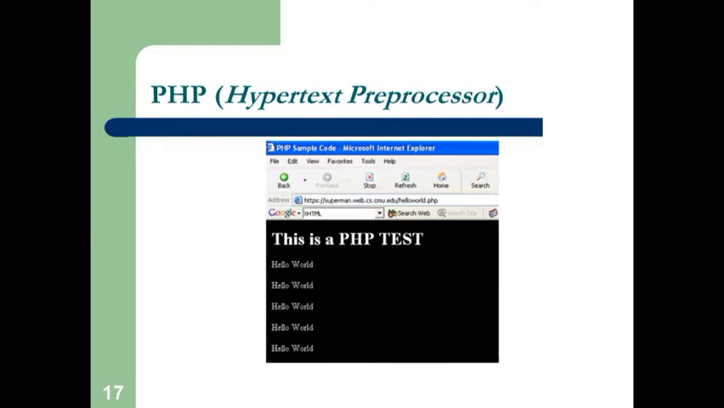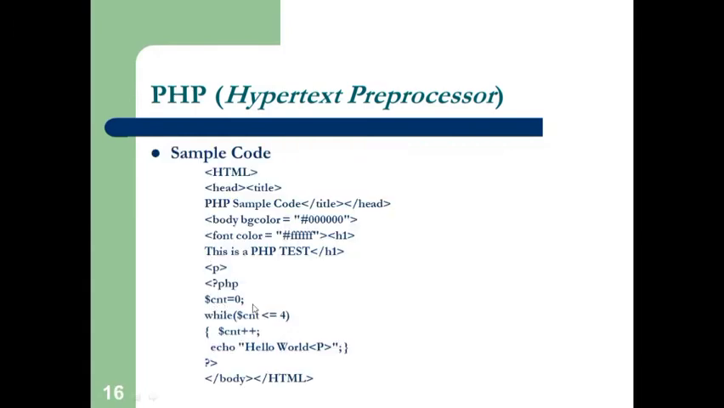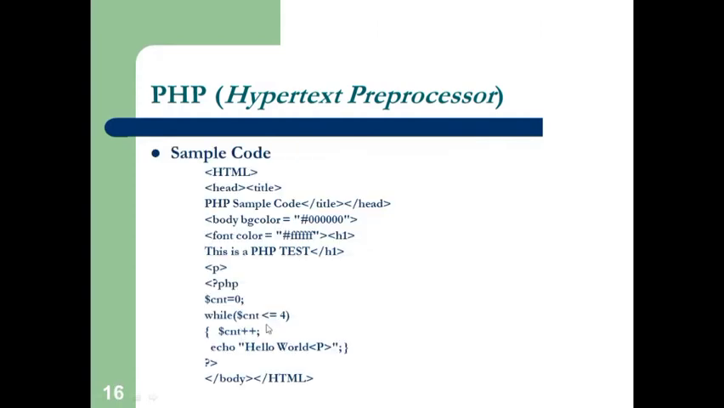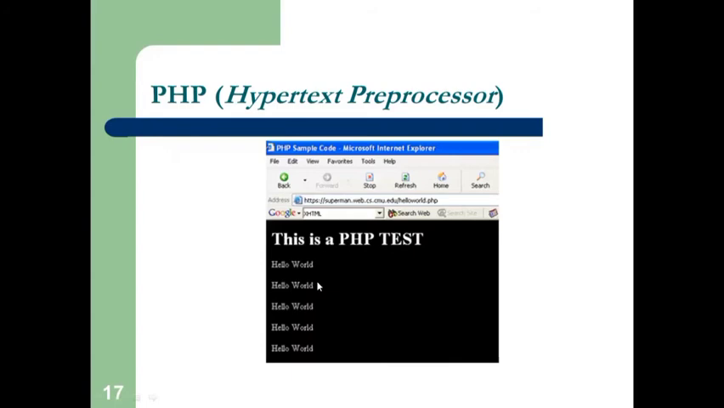Okay, so you see that we have a heading, this is a PHP text, and then it goes to the while loop where the count value was 0. The count value was 0, it is less than 4, the condition is true. It will print hello world. This is when the count value is 0. Then it will add 1 to count. The count value will become 1, which is still less than 4. It will again print hello world. This is the hello world output when the count value was 1.